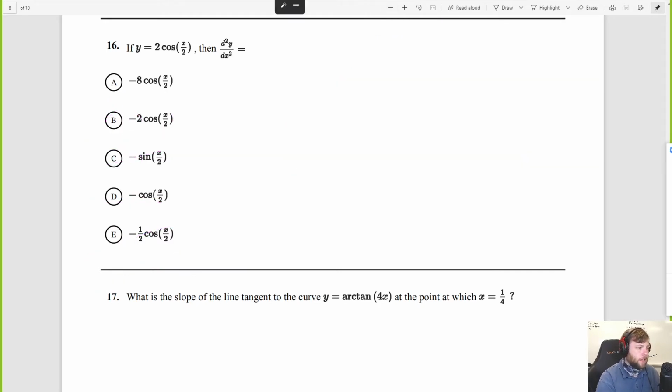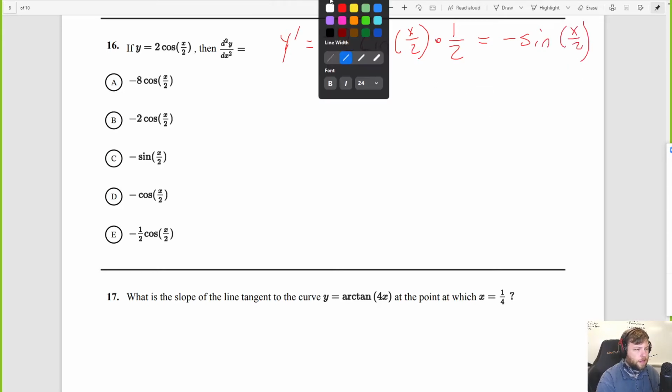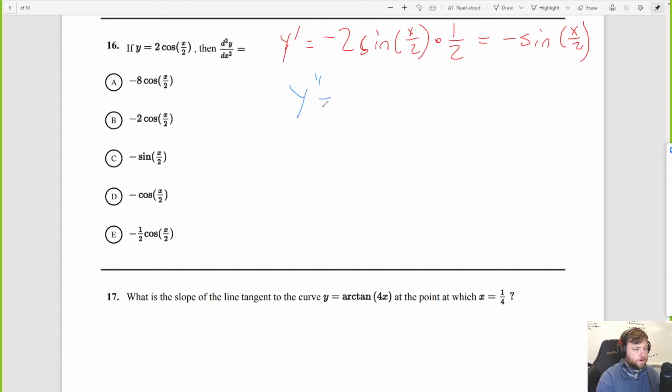Second derivative. Okay, that's just straight up second derivative. Nothing fancy. No implicit. So your y prime is going to be negative 2 sine x over 2 times the derivative of the inside, so 1/2. Actually going to clean that up. The 2's are going to cancel, so it's just negative sine x over 2. And then you derive it again. Derivative of negative sine is negative cosine x over 2 times a 1/2.